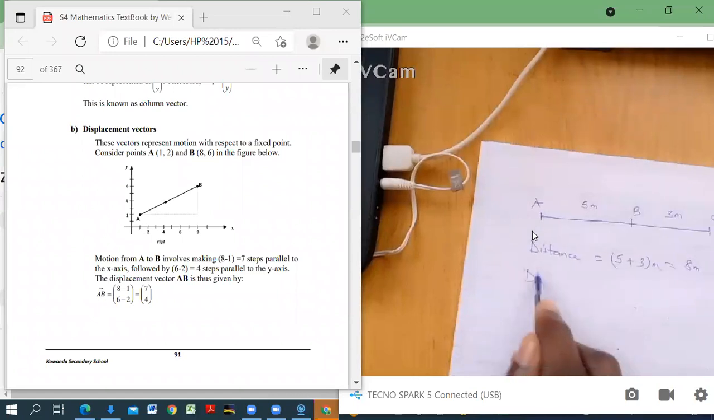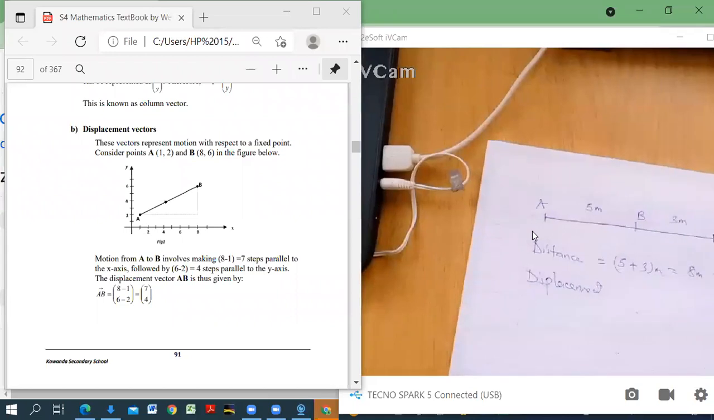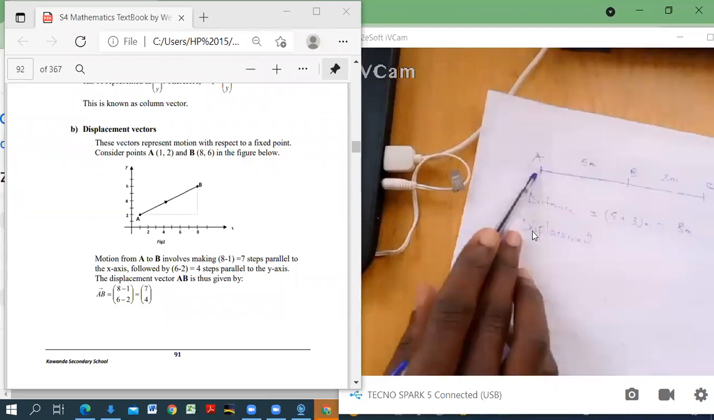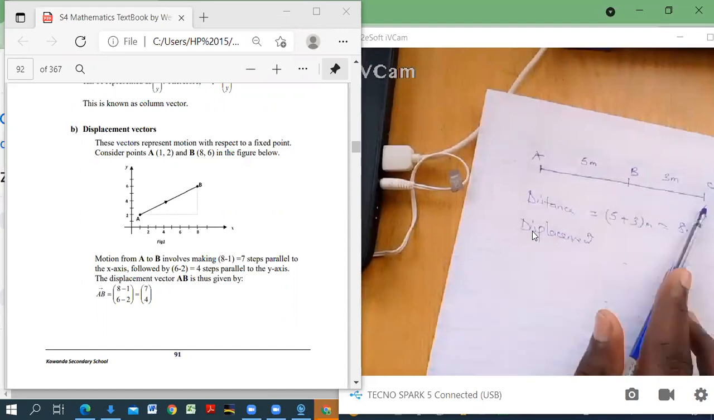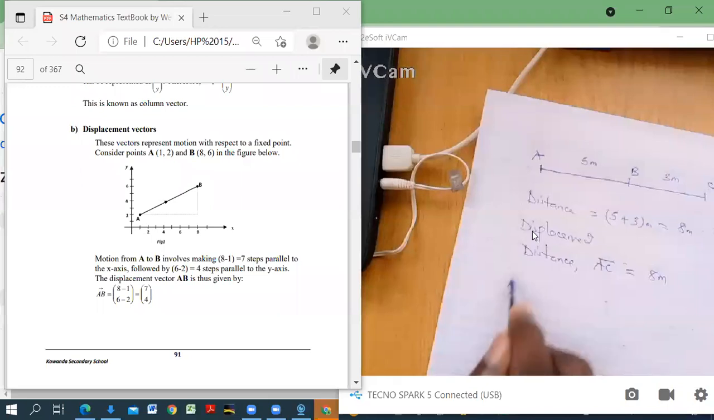8 meters. But displacement, what will be the displacement? Will the displacement also be 8? No, it will not be 8, okay? Why? Let's see how it will come about. Because now if you are moving from point A to point B, that is 5 meters, not so? Then from B to C, which means distance AC. Distance AC is what? 8 meters, not so? Yes, good.